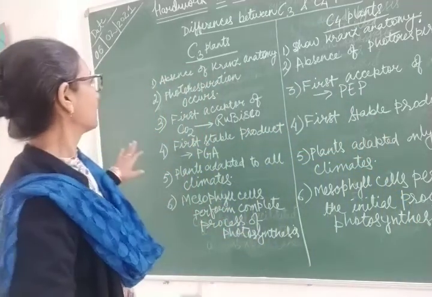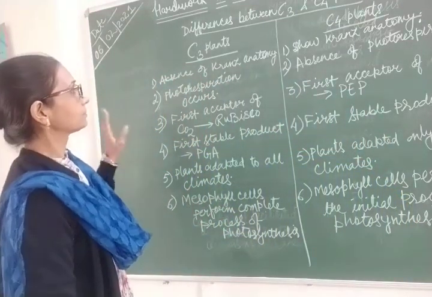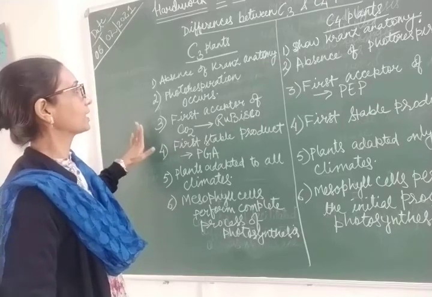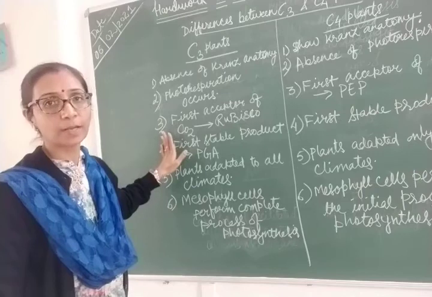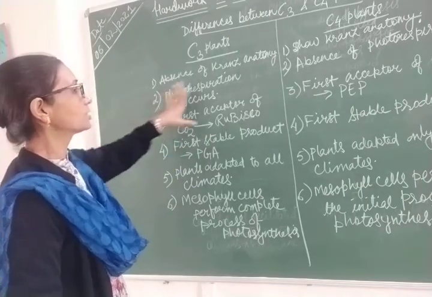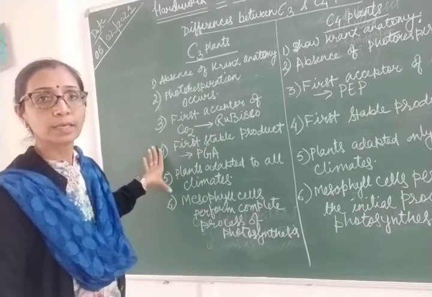So in this way, we find that all the plants which follow the different pathways, that is the C3 pathway and the C4 pathway, have certain differences between themselves which can be seen here.